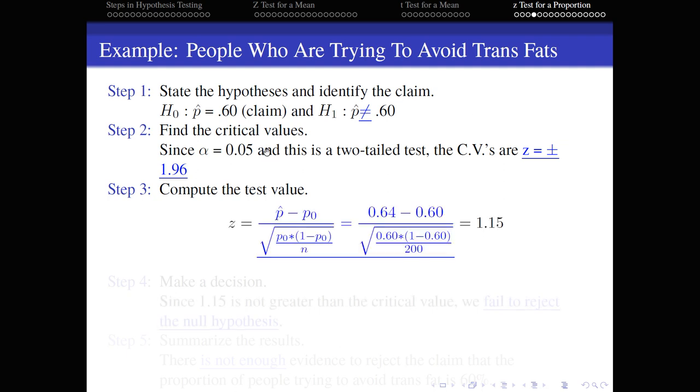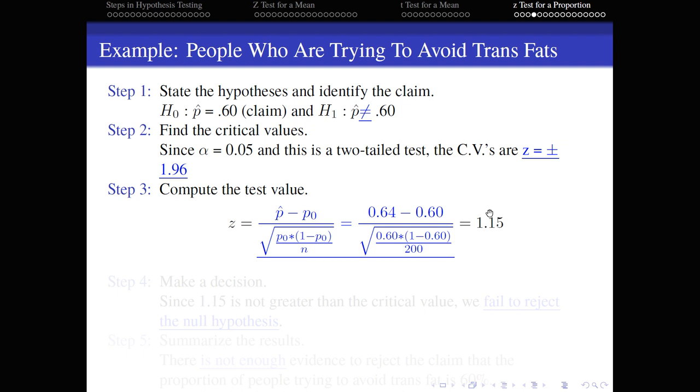So using our p hat, that's the ratio that we calculated from the observed data, we found that the proportion that was observed was 64%, not 60%. We subtract the null hypothesis value from this, and then divide by the standard error that's conducted under the null hypothesis. That is 0.60, the p sub 0, times 1 minus 0.60 divided by 200. We find our test statistic to be 1.15.